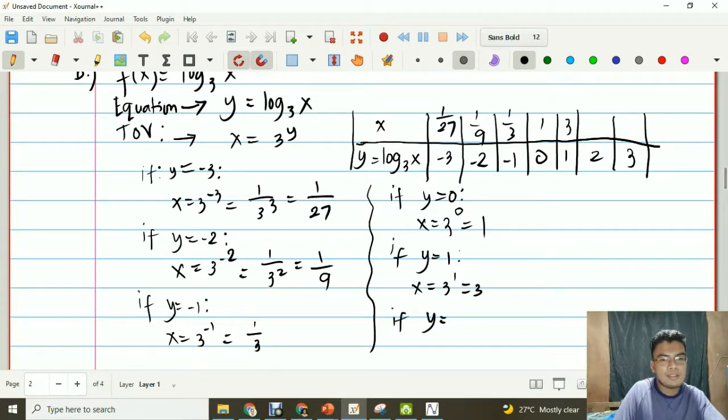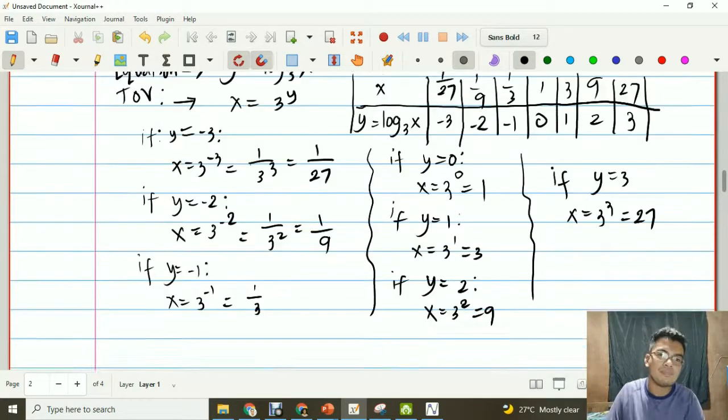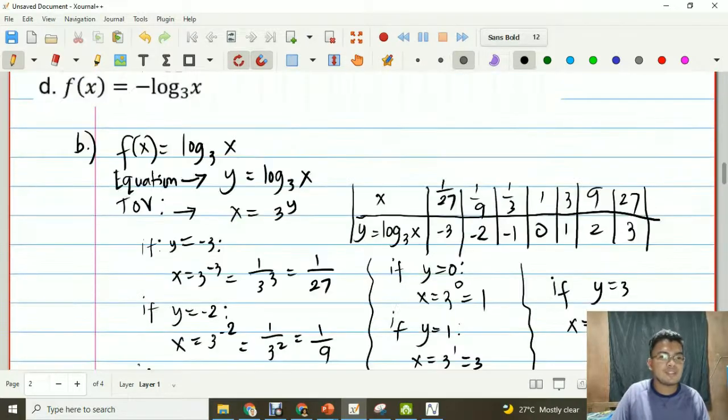If y is equal to 2, then we have x is equal to 3 squared. 3 squared is equivalent to 9. And if y is equal to 3, then we have x is equal to 3 cubed. 3 times 3 times 3 is 27. We have here 27. So after, this is now our table of values for the given logarithmic function.